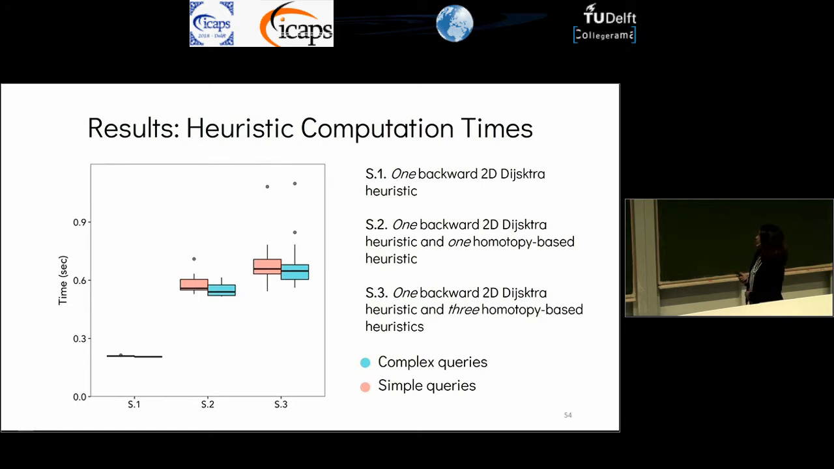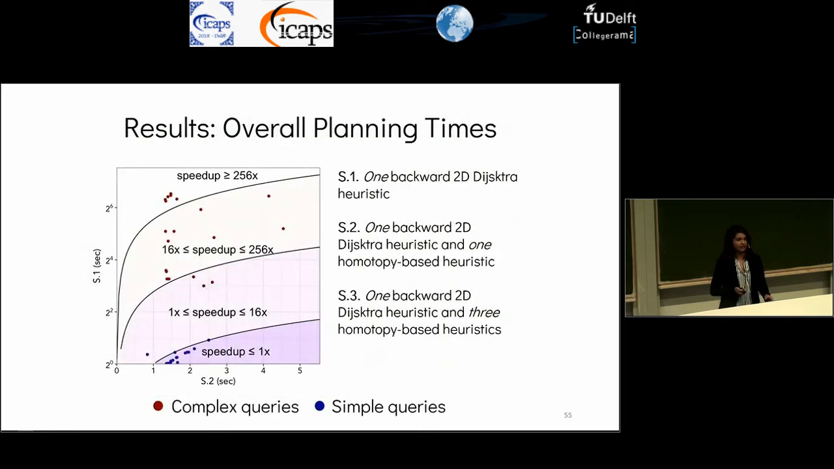We compare them with the complex versus simple queries, and as we see, as we increase the number of heuristics, the time taken to compute our heuristic functions increases. However, this doesn't affect our overall planning times, and our overall planning times include both the heuristic computation times and our planning time. So if we look here, on the y-axis we have S1, which is the one Dijkstra heuristic, and S2 we have on the x-axis, which is the Dijkstra heuristic and the homotopy-based heuristic, and we're comparing the overall planning times.